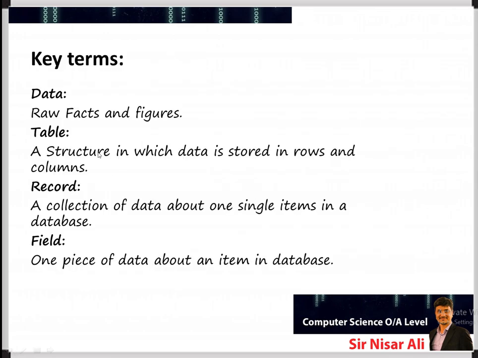And the key terms you have seen: data are raw facts and figures; table, a structure in which data is stored in rows and columns; record, a collection of data about one single item in a database; and field, one piece of data about an item in a database.